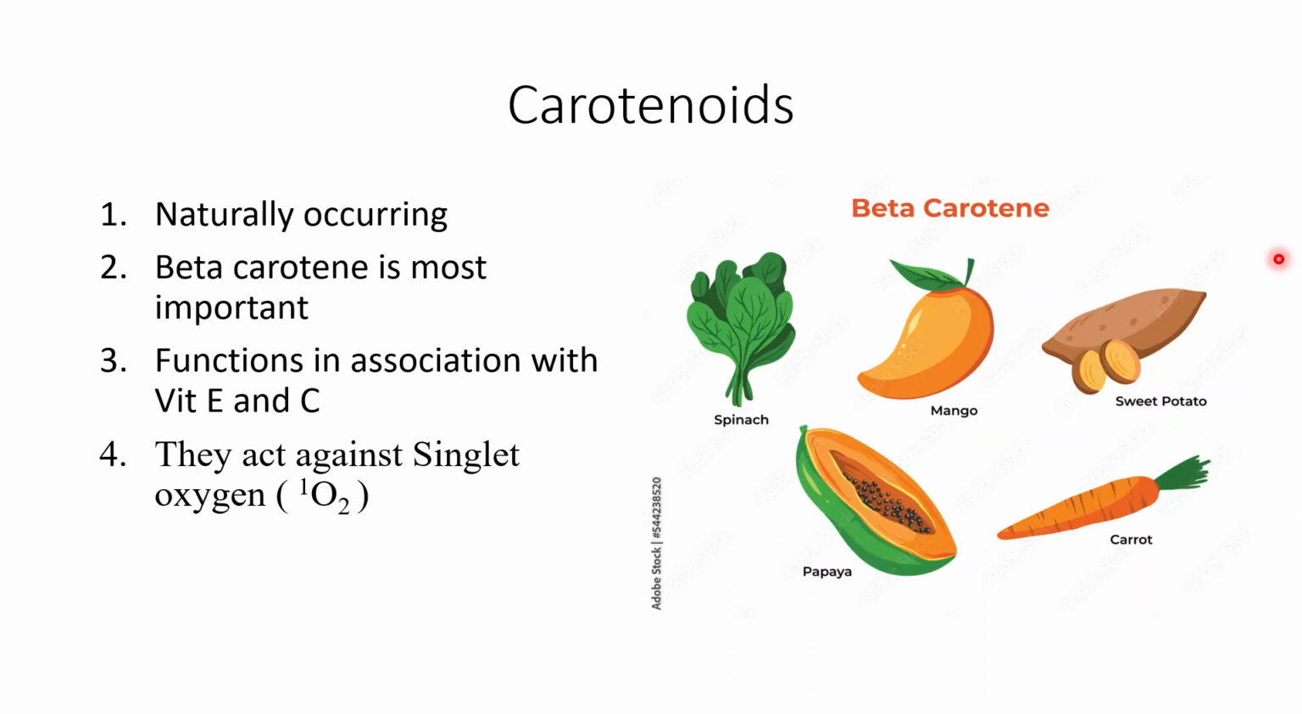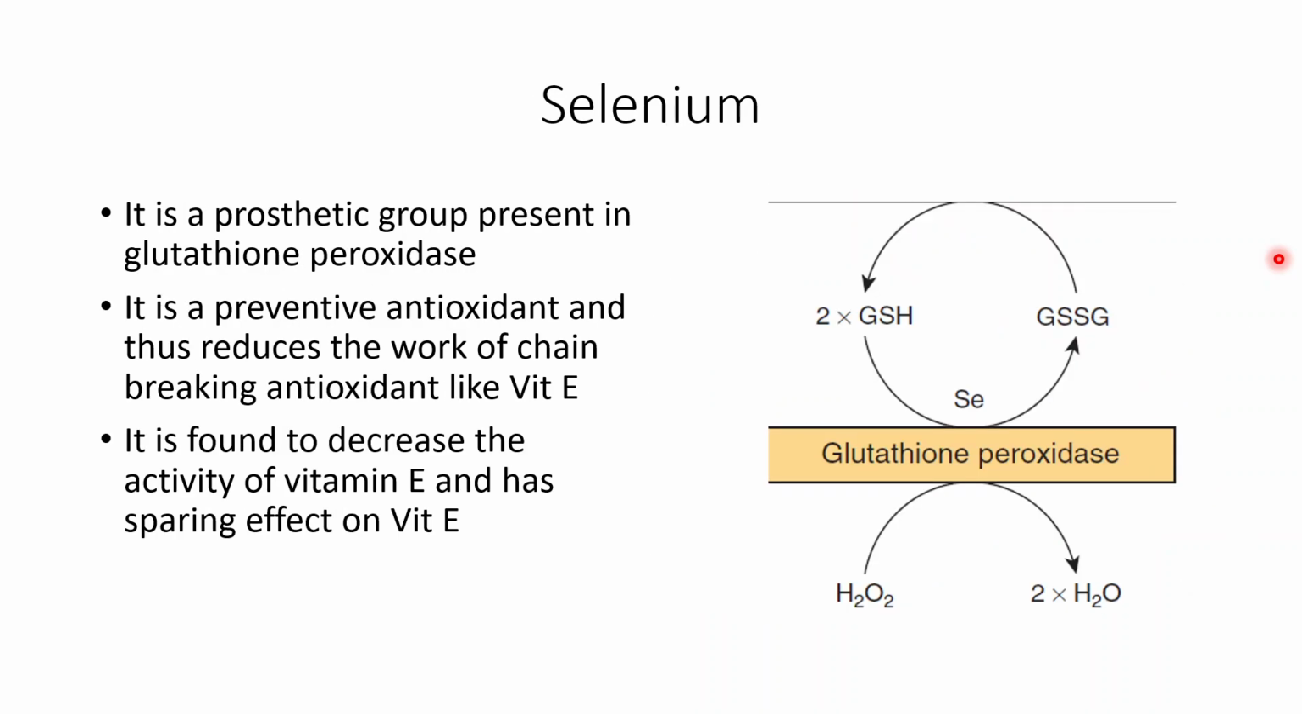Next we have carotenoids. Most commonly, beta carotene is the most important and naturally occurring one. It functions along with vitamin C and vitamin E, and they basically act against singlet oxygen. So this is again a naturally occurring antioxidant. We also have a mineral, which is selenium.